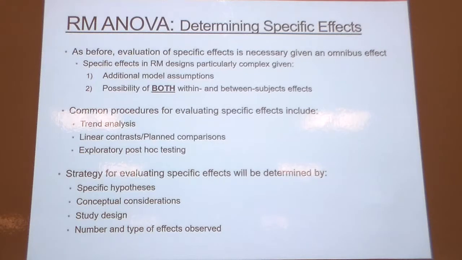We can also use our linear contrasts, our planned comparisons. We can do post hoc testing types of procedures. I want to stay away from that to the greatest extent possible, but they're there for us to use. So how we choose our approach is going to depend on our hypotheses, our conceptual considerations, right? Like what types of violations have we made? What types of things are we willing to assume and not assume? What type of study do we have? How many effects are we interested in teasing apart? All of these things are going to go into your approach for looking at different designs, okay?